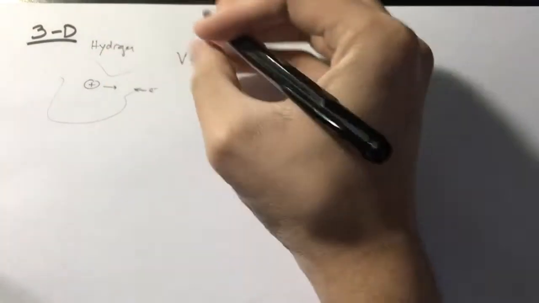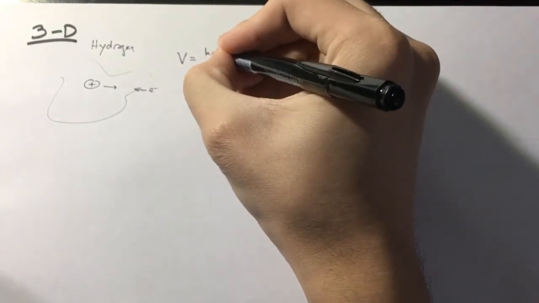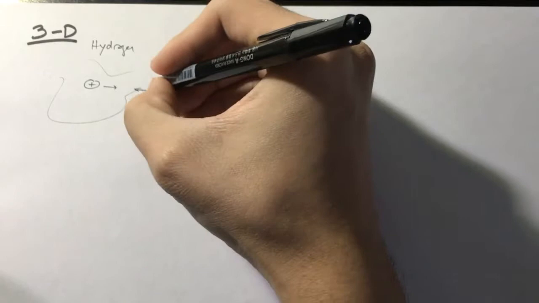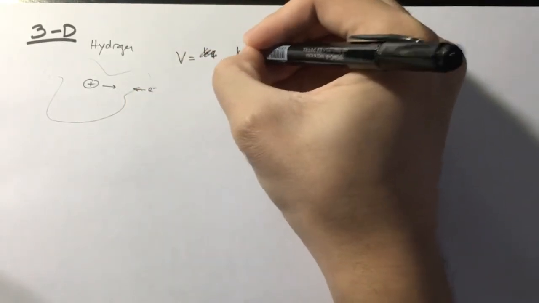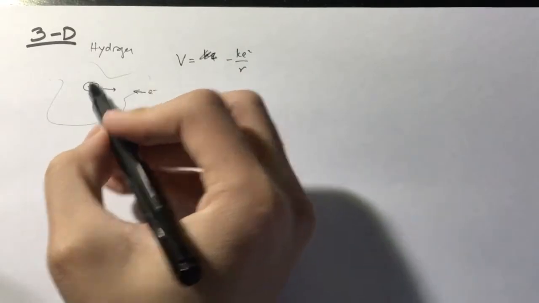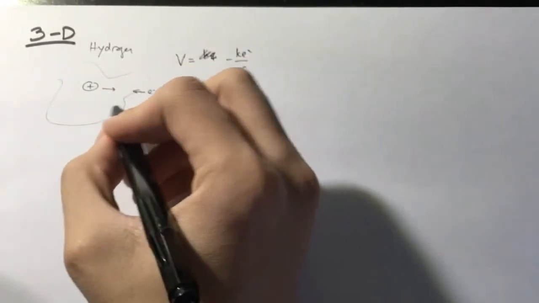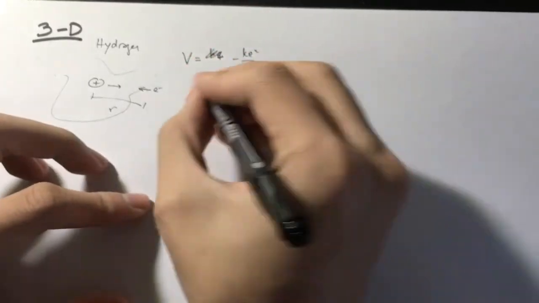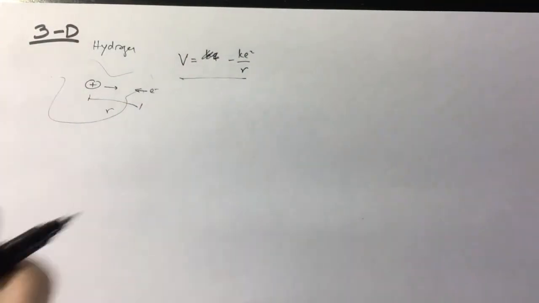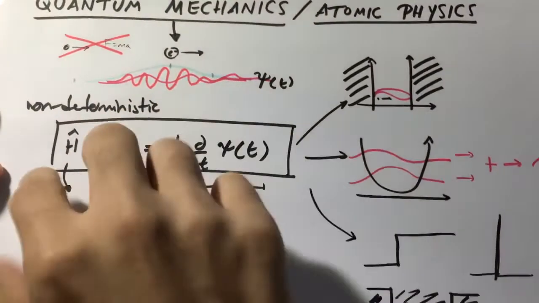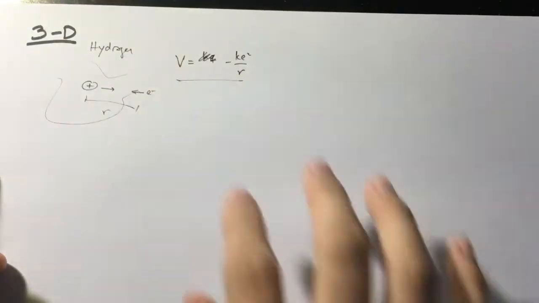The potential energy turns out to be in the form of kq, or actually, the charge of the electron is e, so it would be minus ke squared over r. The potential is basically proportional to 1 over r, or 1 over that distance. And you ask, for this potential, what does the energy of the hydrogen atom look like? Or more specifically, what are the wave functions of these atoms?